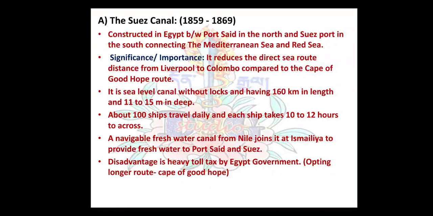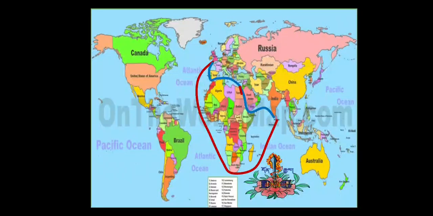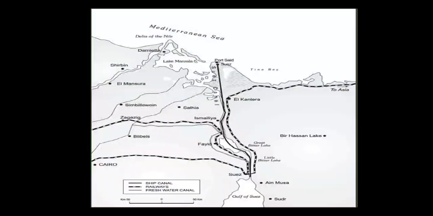Because of that, if time is not a problem or constraint for the movement of goods from Liverpool to Colombo, sometimes some people opt for a longer sea route in order to avoid the heavy toll tax imposed by the Egypt government. They opt for the longer route, the Cape of Good Hope route, that means the old sea route. So this is about the Suez Canal. This map is in our textbook, and it is quite important. Mostly they ask questions with the map.